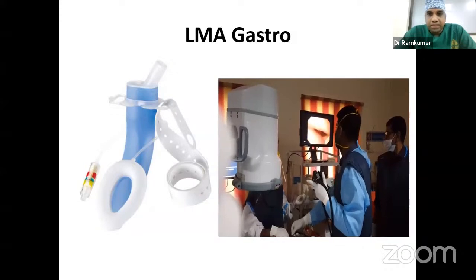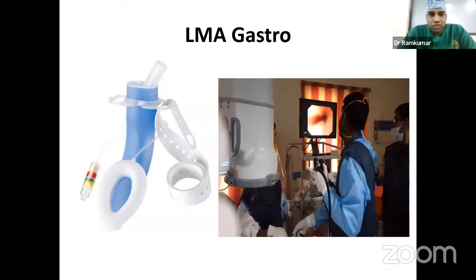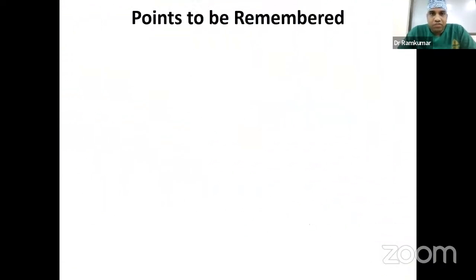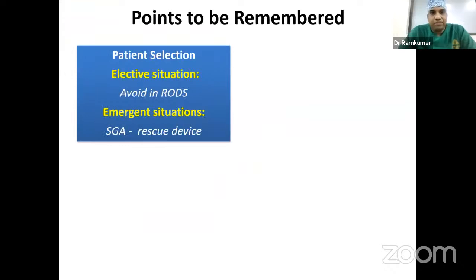Here they're able to pass the endoscope through this port quite easily. So this has to be studied a lot, and it is probably one of the devices for the future. Finally, from the exam point of view as well as the practice point of view, here are some points to be remembered. For successful placement and use of a supraglottic device, patient selection is important.